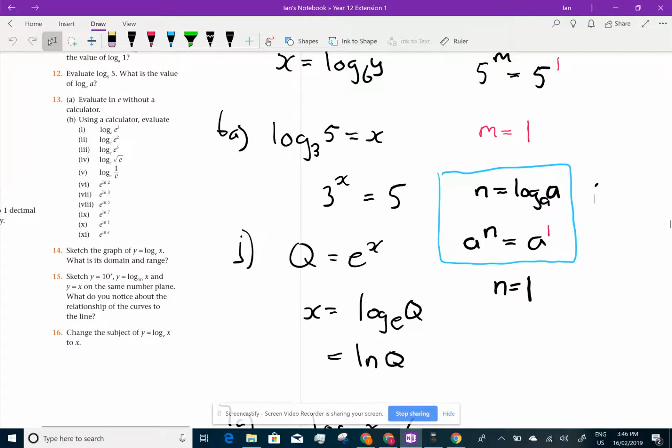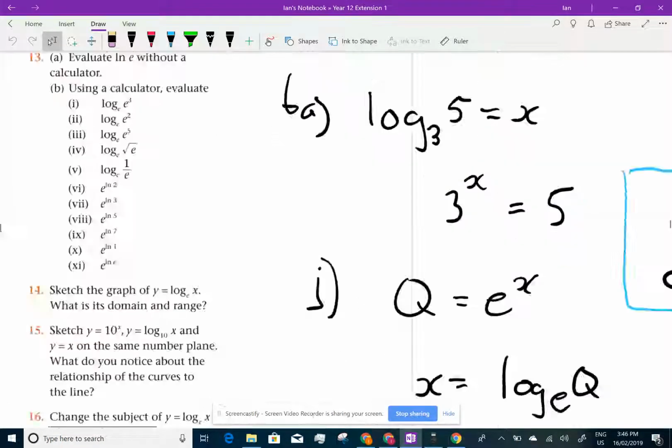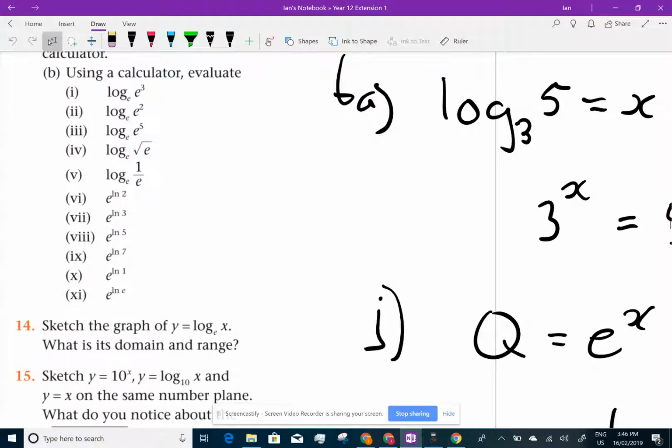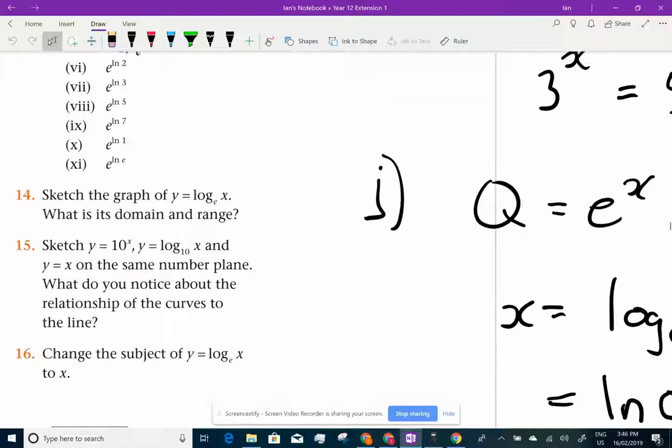13, that's all calculator. All right. And when you see log to the base e, you just use ln. All that's calculator. So you should be right.